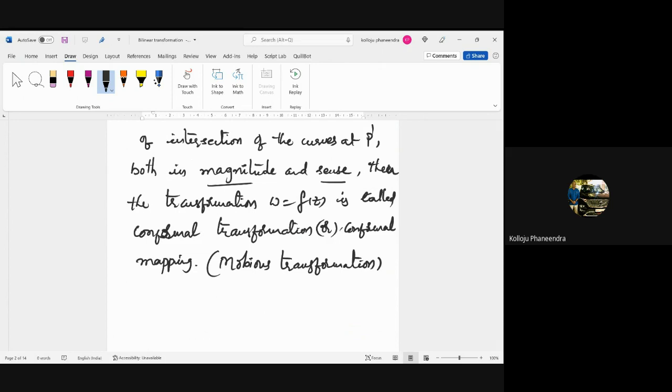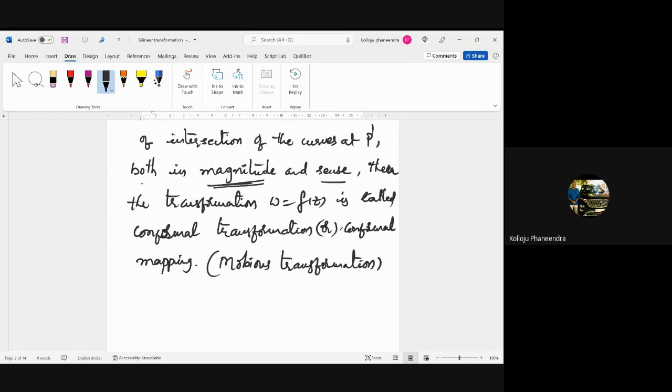Okay. And for example, if the angle at P and P dash is the same in magnitude, but not in sense, that means the angle is 30 degrees, but at P it is 30 degrees in anti-clockwise direction and at P dash it is in clockwise direction, not the same sense. Then the transformation is called isogonal transformation.